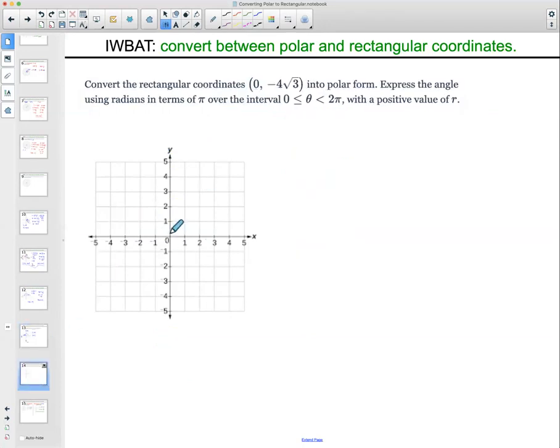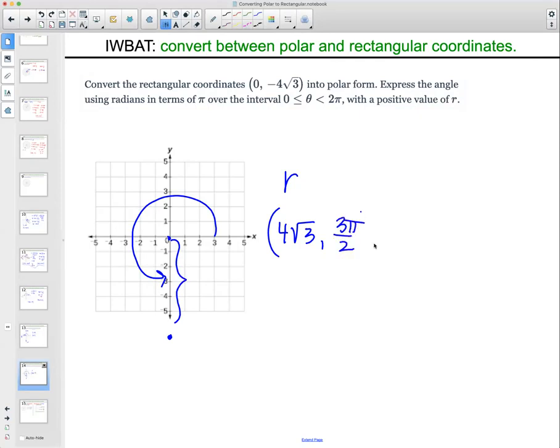So this example, 0, negative 4 root 3 is going to be down here somewhere. 4 times the square root 3 is like 6.9. It's going to be somewhere down here. But again, the length of this then is just that y value. The length from the origin to that point is your radius, which in this case is just 4 root 3, positive 4 root 3. And then the angle over to here, positive, because we want to be between 0 and 2 pi, is 3 pi over 2, or 270 in degrees.